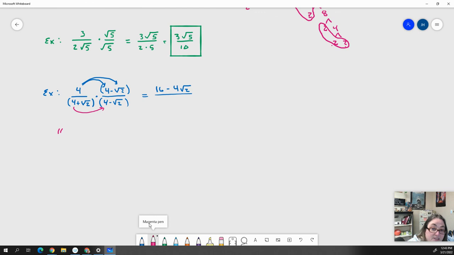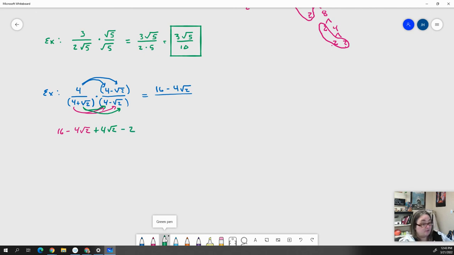So I have 4 times 4 is 16. And then I'd have 4 times negative radical 2, and I'd have negative 4 radical 2. Now that I've multiplied this 4 times everything over here, I'm going to start multiplying this radical 2 by every piece over here. So I'd have radical 2 times 4, which is plus 4 radical 2. And then I'd have radical 2 times negative radical 2. And when I multiply a radical times itself, I just get what's underneath it.